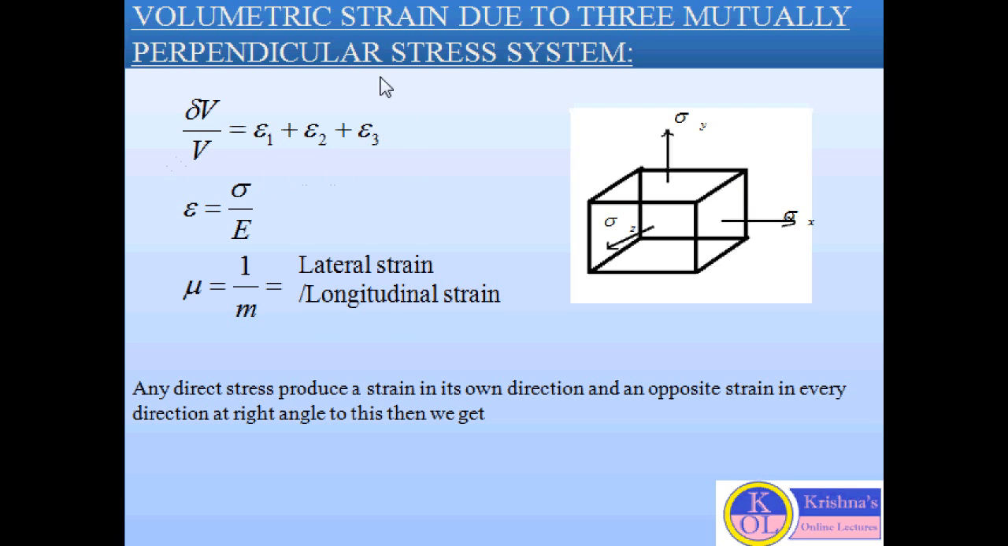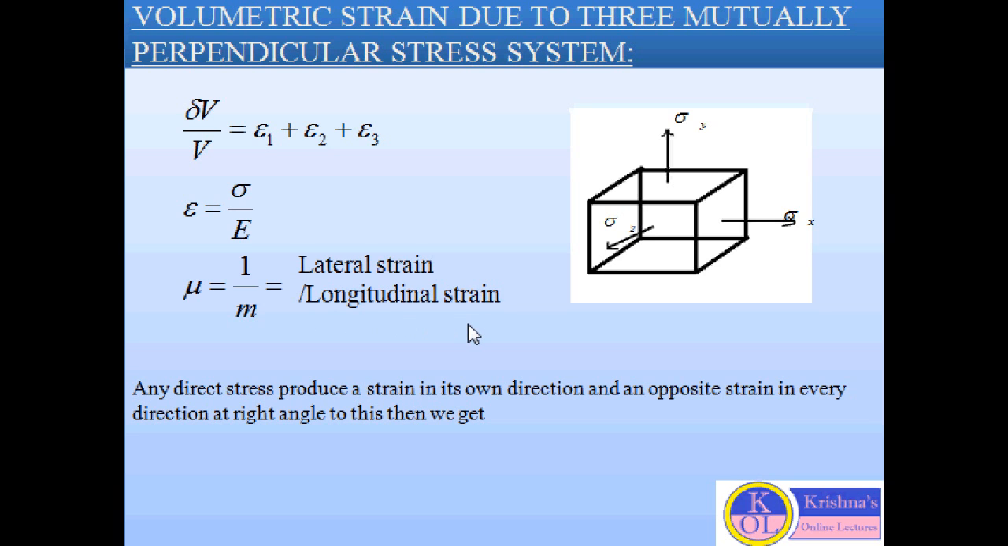This is the equation of volumetric strain for three mutually perpendicular tensile stresses, that is, del V by V equal to eta 1 plus eta 2 plus eta 3. I discussed this in my previous lecture. And this eta is the strain. The standard formula for eta will be sigma by E, stress by E. And I discussed Poisson's ratio also. The Poisson's ratio is the ratio of lateral strain to longitudinal strain.